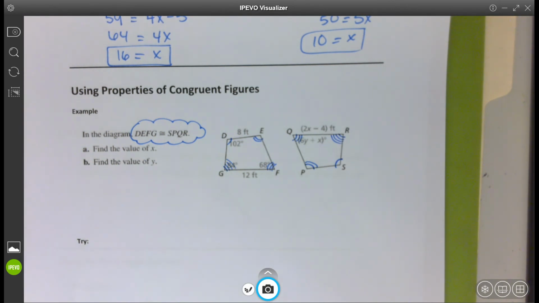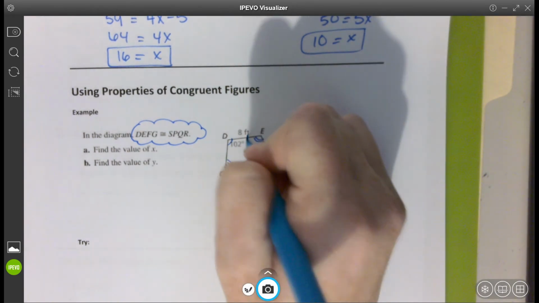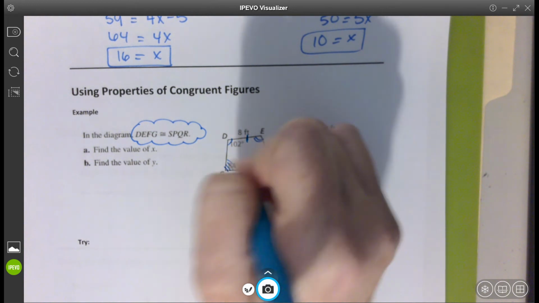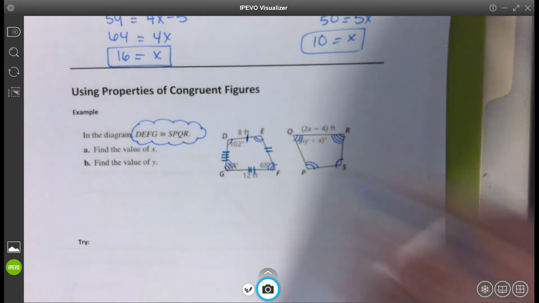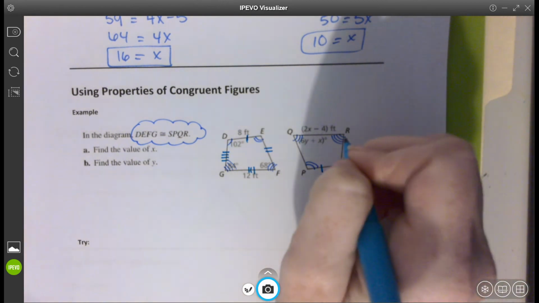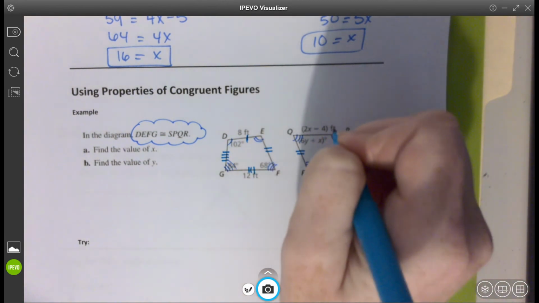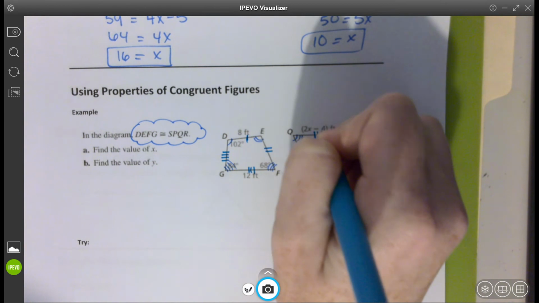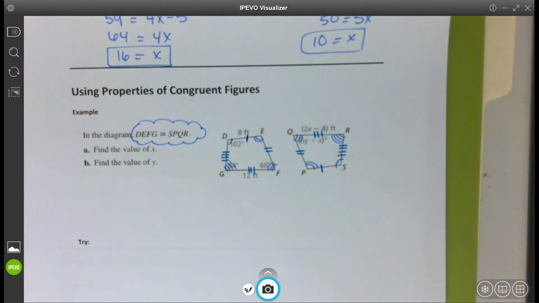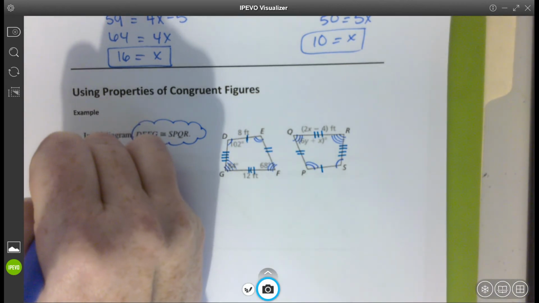All right, and now we're going to go back and we're going to work with our sides. So DE gets 1 tick mark, EF gets 2, FG gets 3, and the last one gets 4. Same thing in the next figure. So we get SP getting 1, PQ getting 2, QR getting 3, and the last one getting 4. All right, so now it says to find the value of X and then find the value of Y.